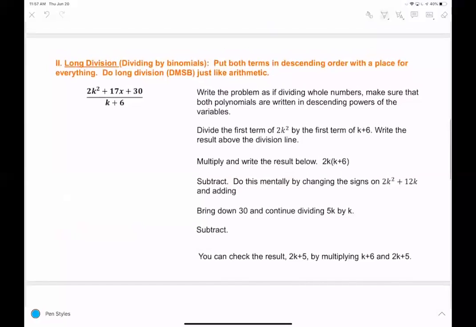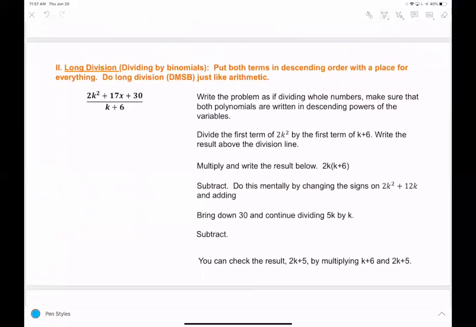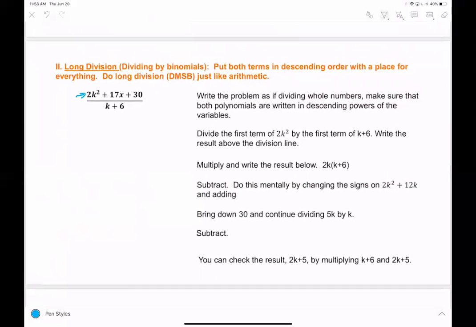So this next example is long division. This is if we have a binomial, and we can use long division for any division by a binomial. It says, put both terms in descending order with a place for everything. So when we talk about a place for everything, we want to make sure the numerator here is in descending order, which it is.